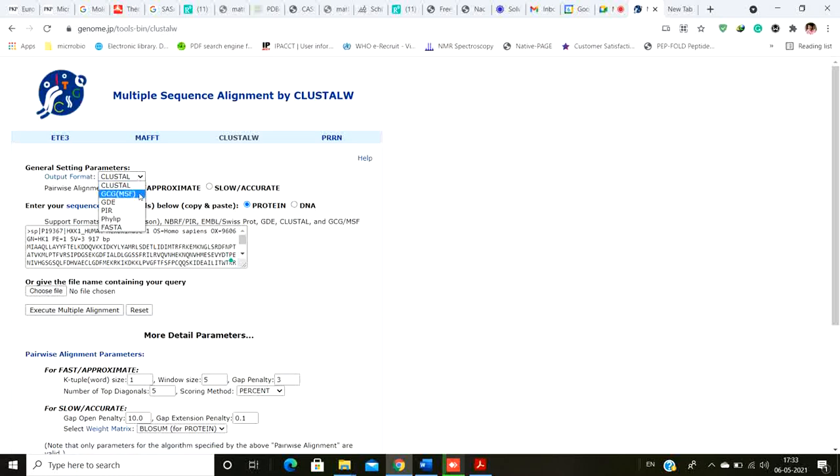You can change it to cluster, you can change it to PIR, that is Protein Information Resource, or you can change it to FASTA, but I will keep it as cluster because we are going to view this in this particular server only. And next, for the pairwise alignment, there are two kinds of method. One is the slow method, another is the fast method.